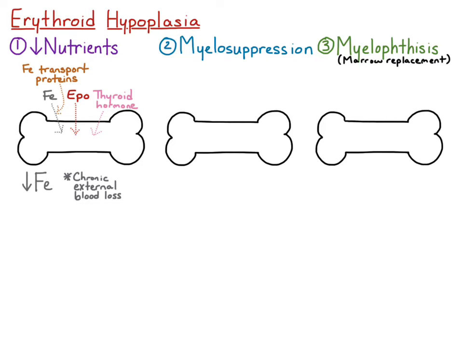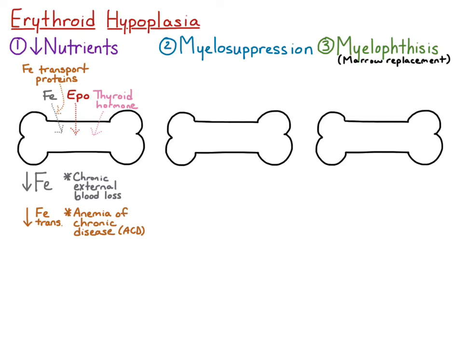Now, iron is also transported to the bone marrow by various iron transport proteins. And this transport is inhibited by something that we call anemia of chronic disease. So any disease, either inflammatory or non-inflammatory or metabolic or degenerative, any disease can cause this anemia, and it's actually the most common anemia that we see in our veterinary species.